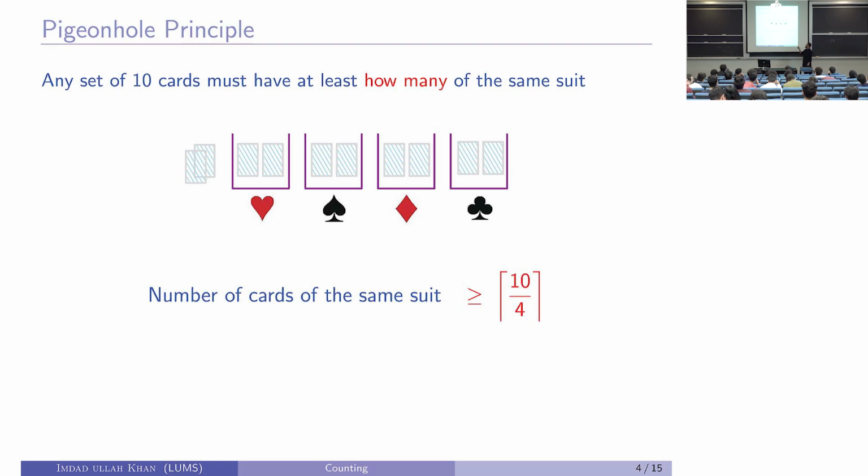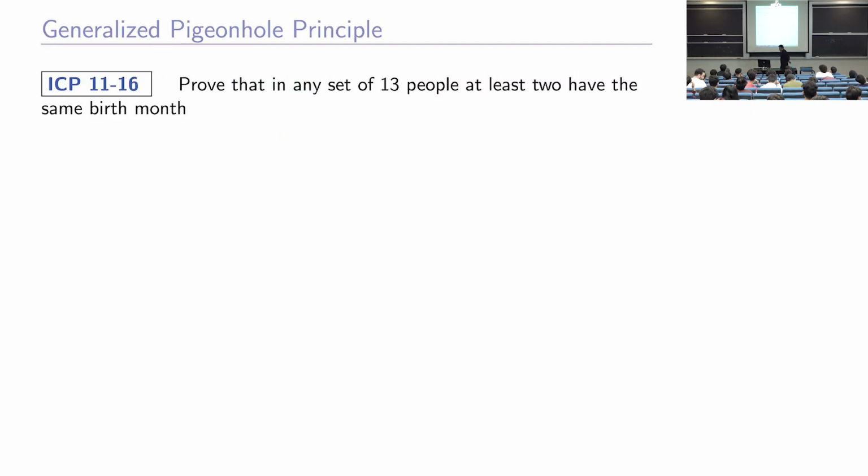It's clear? So the general pigeonhole principle says the following. In this case, we say the number of cards of the same suit will be the ceiling of 10 over 4. Okay? Makes sense that 10 over 4 is 3, the ceiling.